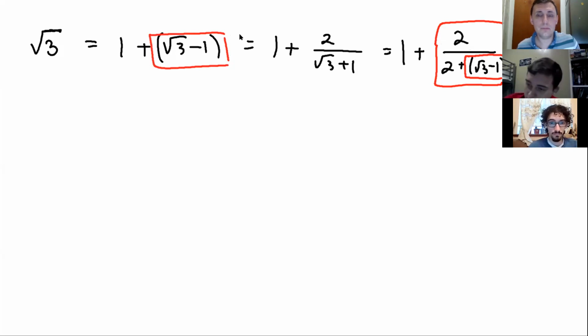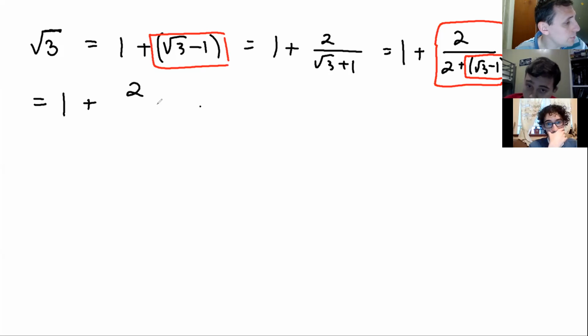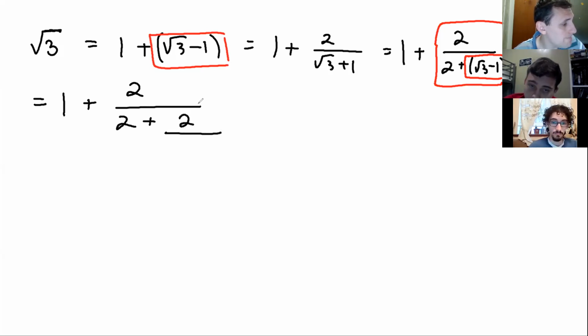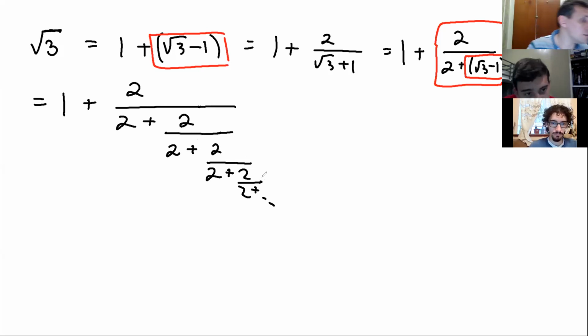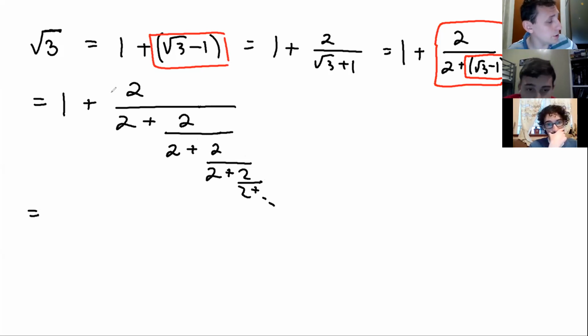So what do I get? I get 1 plus 2 divided by 2 plus, this box is also 2 divided by 2 plus 2 divided by 2 plus 2 divided by 2 plus, and forever. Good. Now you can see that if you want to, you can actually simplify those 2's. You can cancel the 2's out.